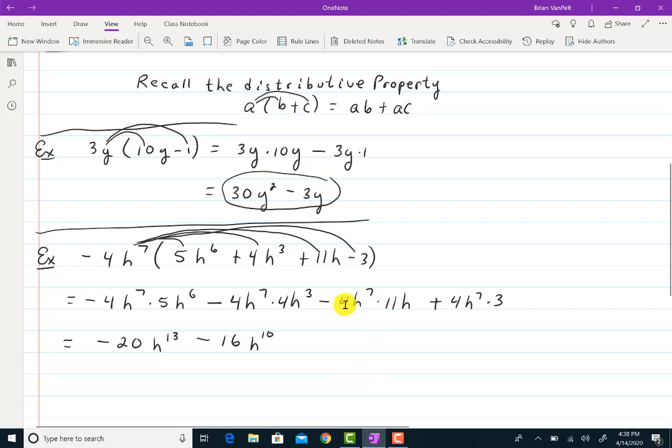Then we have negative 4 times 11, so I get negative 44. H to the 7th times h to the 1st. So if you need, put a little 1 up there to remind yourself. I'll get h to the 8th power. 7 plus 1 is 8. And the last one, all I have to do is multiply the numbers together, and I'll get 12h to the 7th.